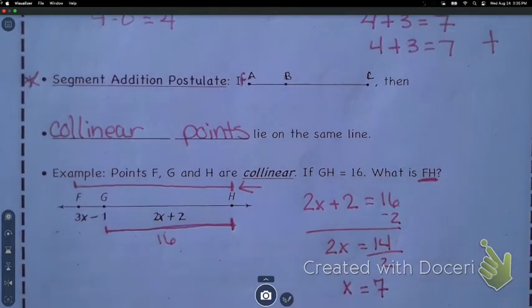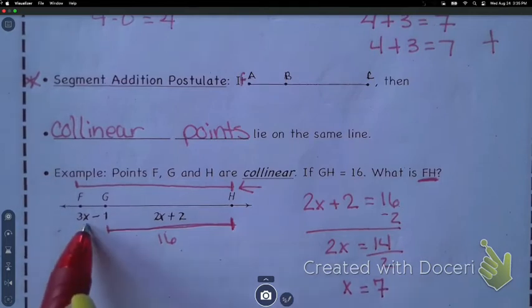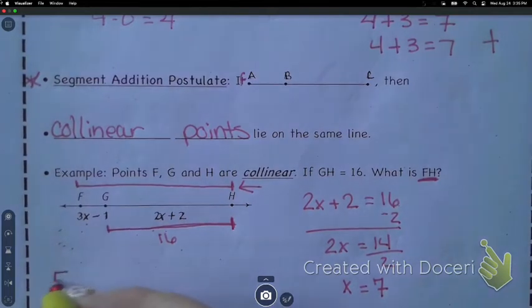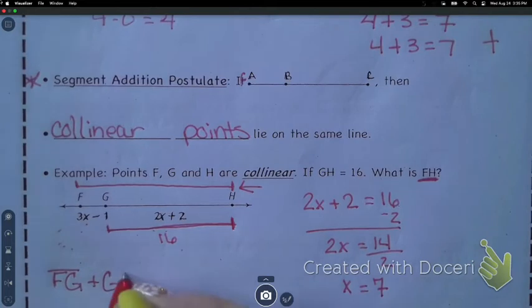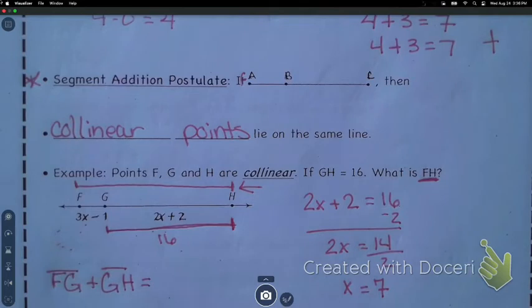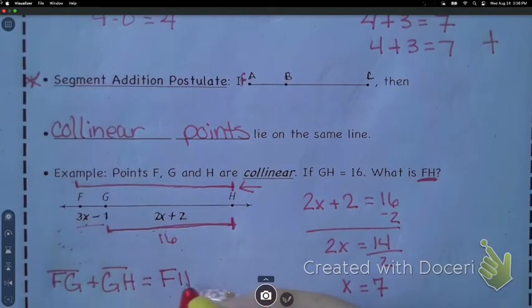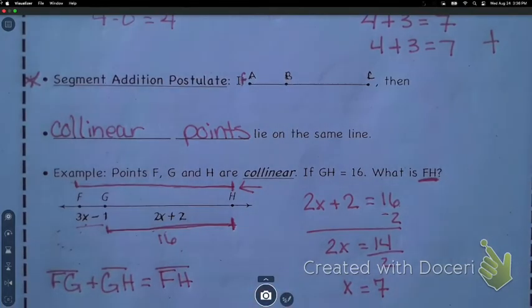Did you get 7? So what am I going to do with 7? You're going to replace it with the x. I'm going to replace it with the x right over here so I can do what with these two things? Add them, right? Because FG plus GH equals what? FG plus GH equals what? FH. So in your brain, that should be your plan, right?